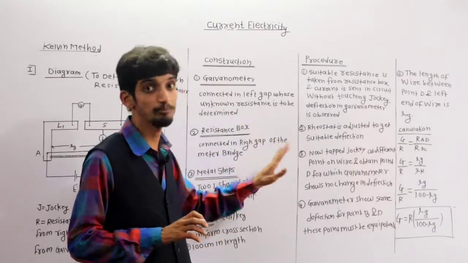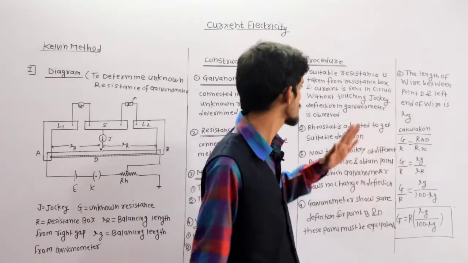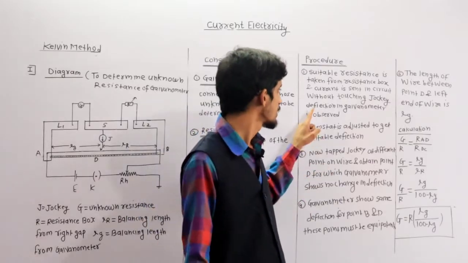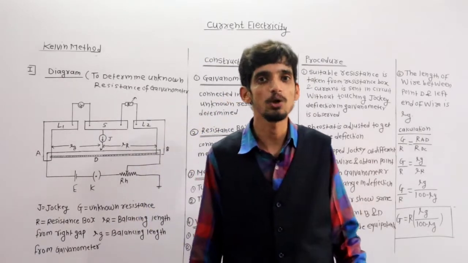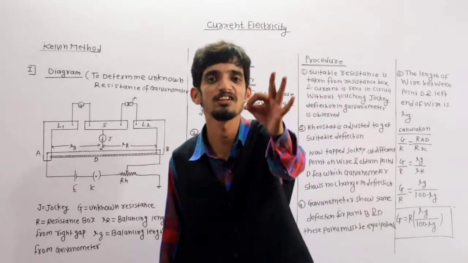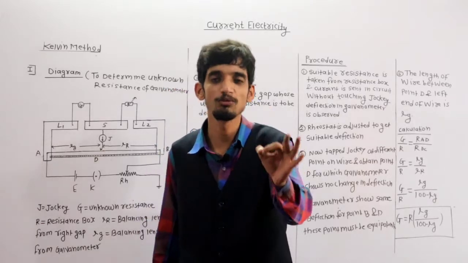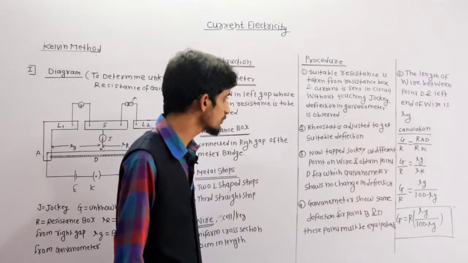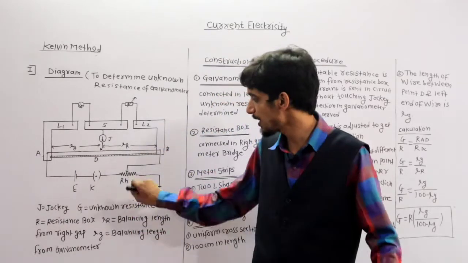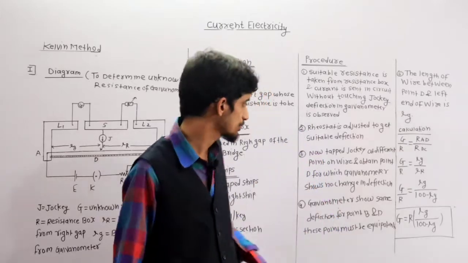Now the procedure, this is important. Select a suitable resistance from the resistance box so that a suitable current can be sent through this circuit. Without touching the jockey on the wire, note down the deflection in the galvanometer. This galvanometer will show a deflection, and you have to note that reading. Afterwards, the rheostat is adjusted to get a suitable deflection. It means you adjust the rheostat and again observe the deflection in the galvanometer.